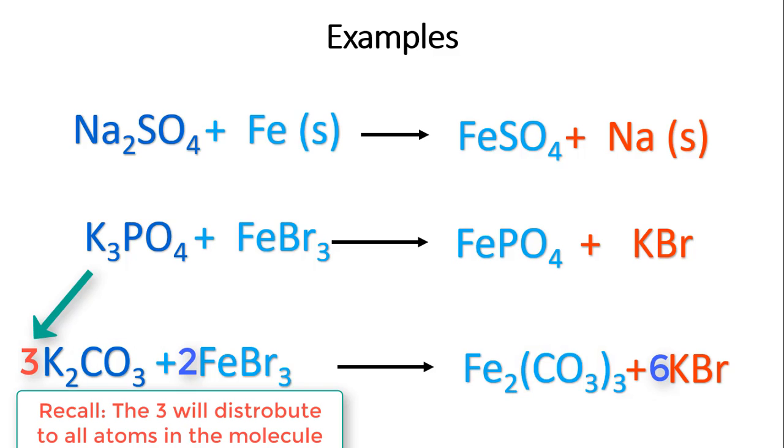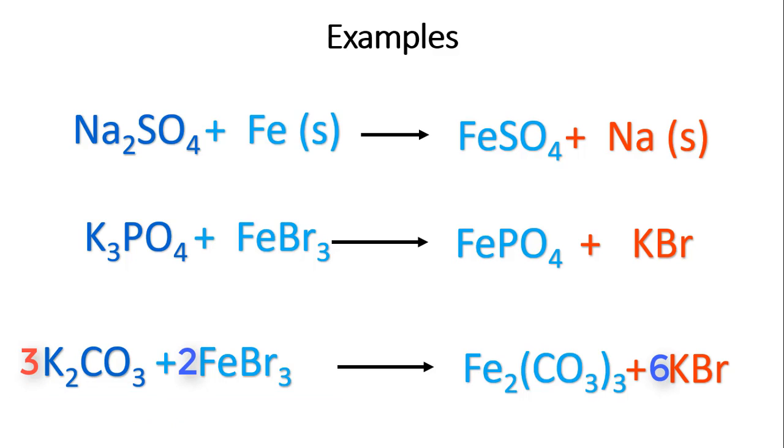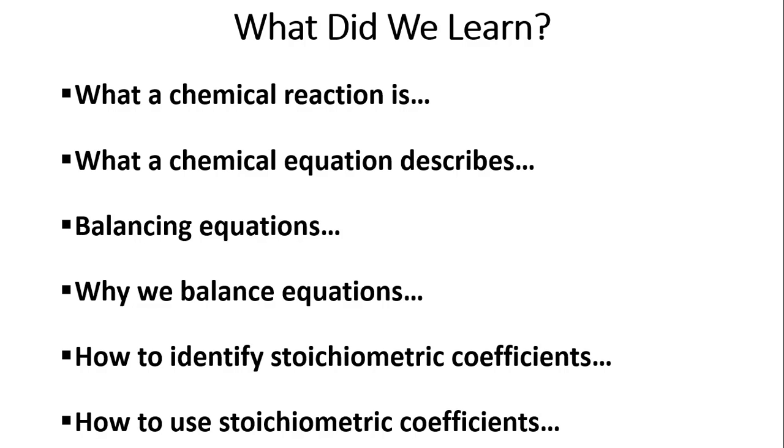So balancing equations takes a lot of practice, it takes a lot of reps, and the way you get better is to continue to do it until you master it. So, with that being said, what did we learn today? We learned about what a chemical reaction is. We learned about what a chemical equation describes, how to balance equations, why to balance equations, how to identify stoichiometric coefficients, and then also how to use stoichiometric coefficients.